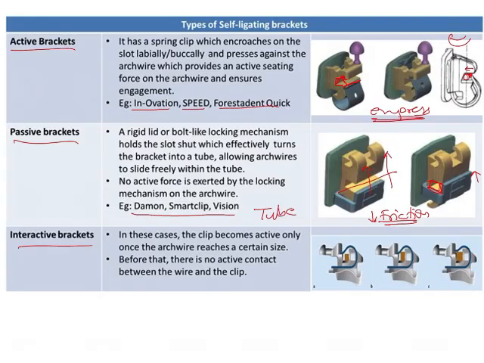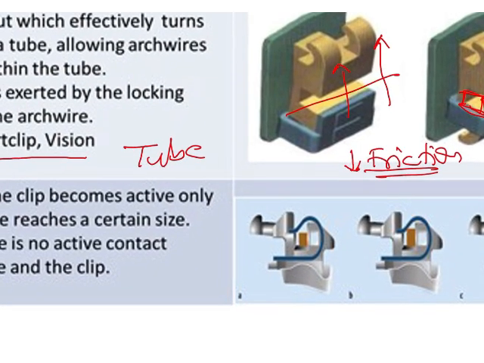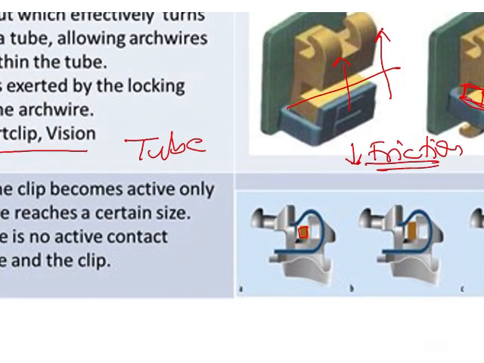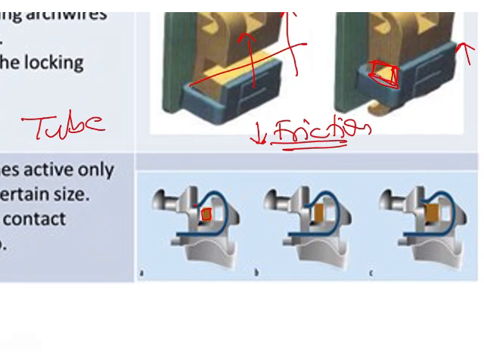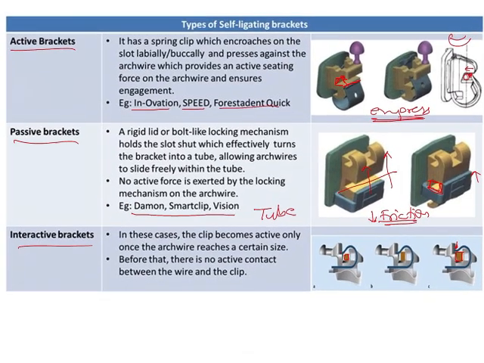A third type of bracket system is known as the interactive brackets. Interactive brackets are between active and passive, because in the initial stages, that is, when the dimension of the arch wire is small, the spring is not encroaching onto the arch wire. However, as the dimension of the wire increases, the spring starts exerting a force onto the arch wire and pushing it against the slot. So these are known as interactive brackets. This has the advantage of both passive brackets, where there is less friction initially and the wire is able to move freely, and active brackets, where you can express torque easily in the final stages.